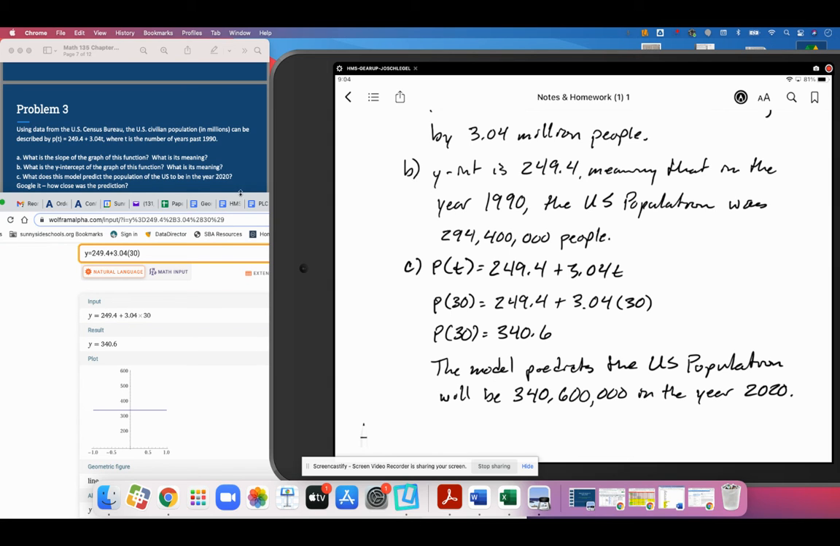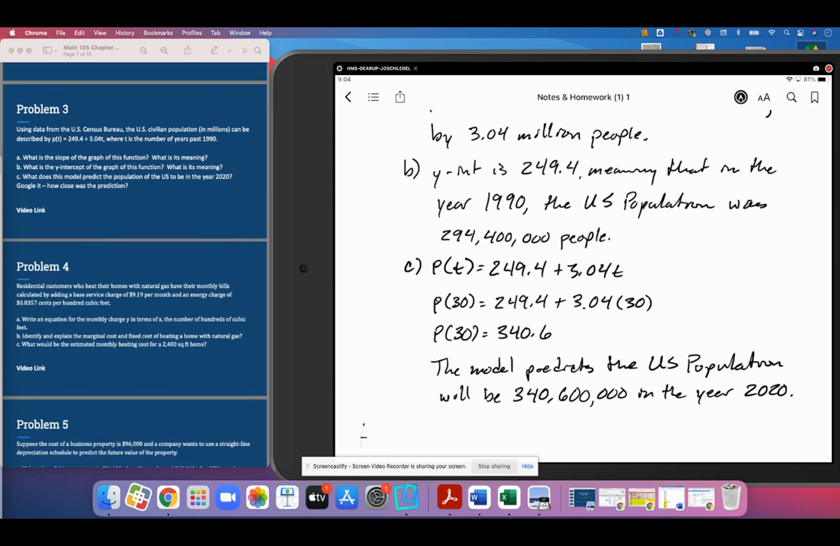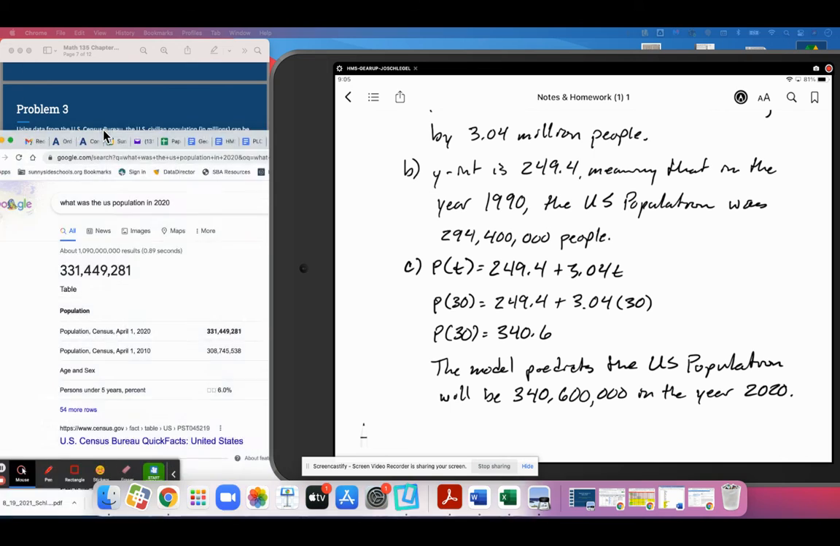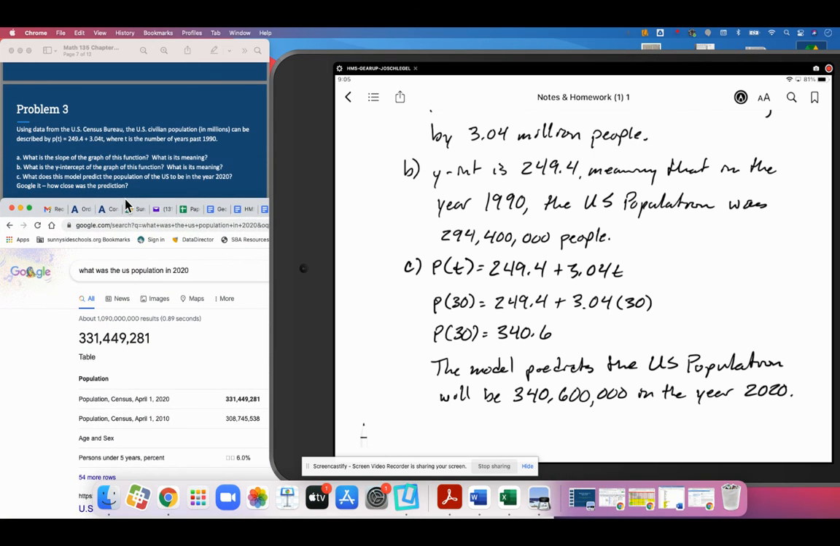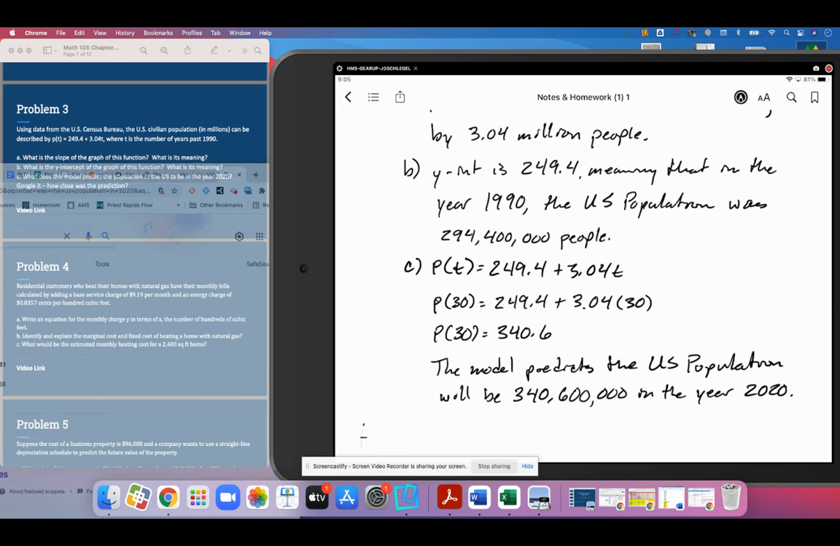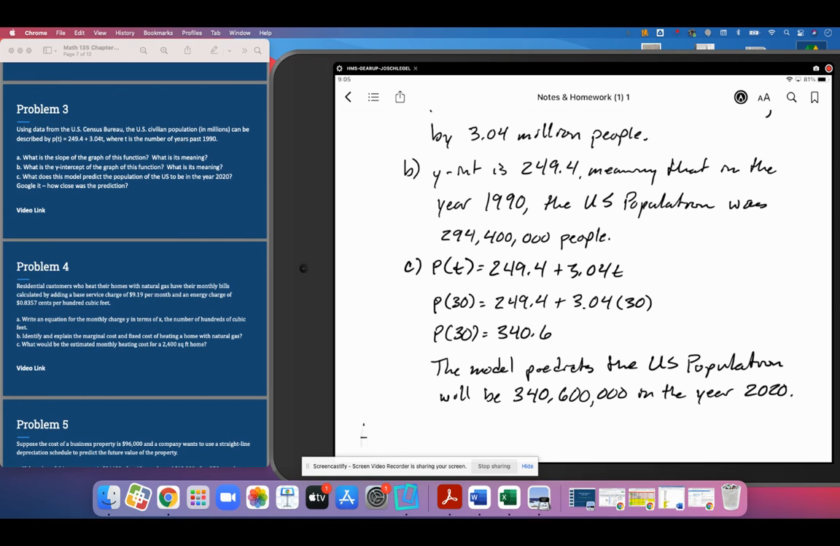And I think I asked us to go ahead and Google this. Yep, we're going to Google it. We're going to see what the current population of the US is. What was the US population in 2020? We'll see how close this model got. US population in 2020 was 331 million people. That is pretty darn close. So this model actually stood the test of time and got us pretty close to the actual number. That's pretty awesome.